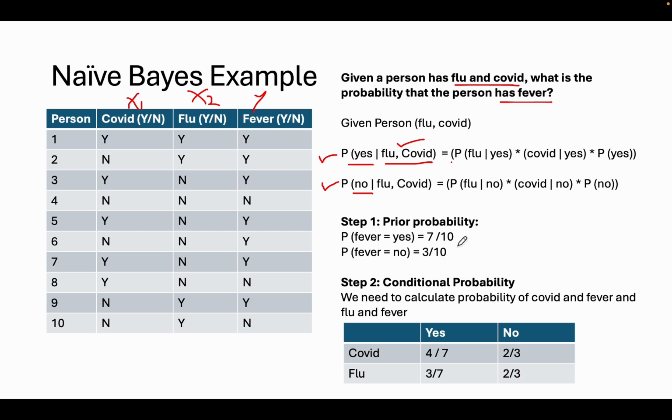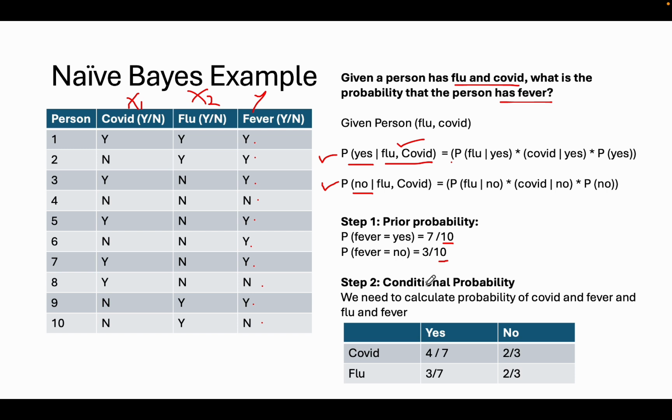So in total we have 10 records, and people who have fever are 1, 2, 3, 4, 5, 6, and 7, right? These are the people who have fever. So the prior probability will be 7 by 10. And the people who do not have fever will be 1, 2, and 3. So 3 by 10. Next step is to calculate the conditional probabilities.